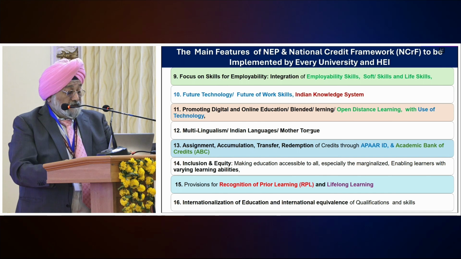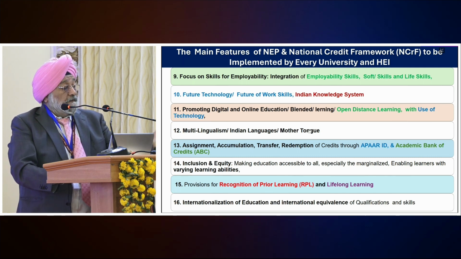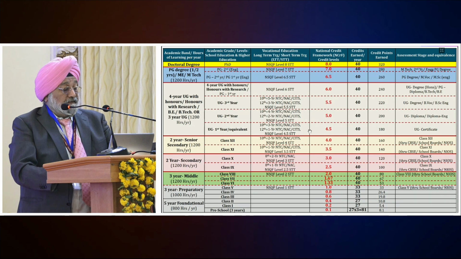Then internationalization of education and international equivalence of qualifications and skills. So these are the 16 basic features which you must look into in your university. Have you implemented all these 16? If you have, then yes, you have implemented NCrF fully.